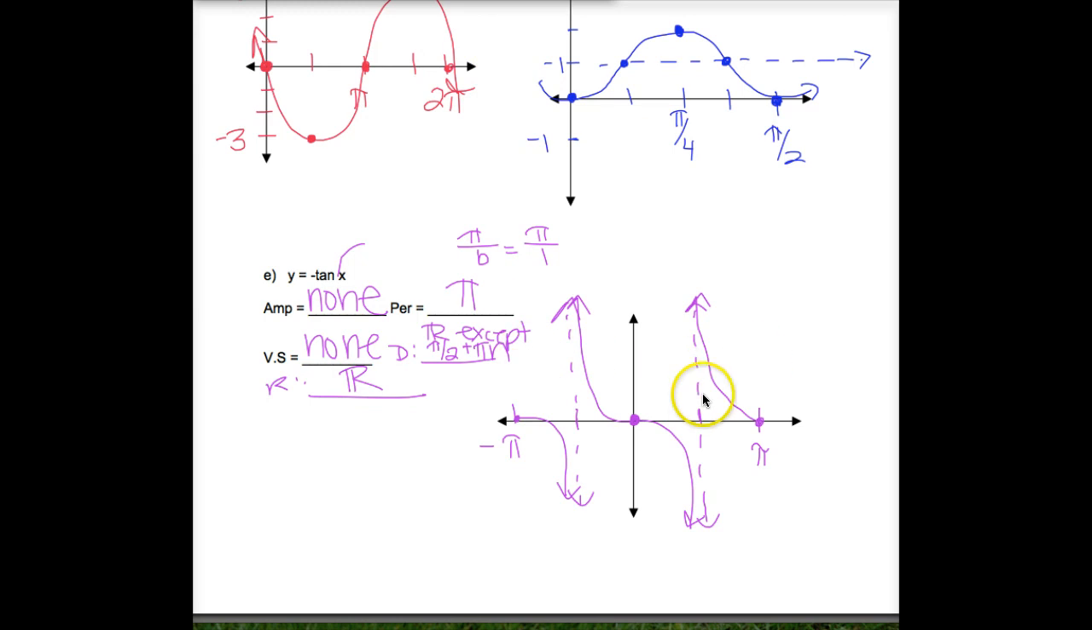All right. Hopefully you've got a good idea of how to shift these up and down as well as how to reflect them.